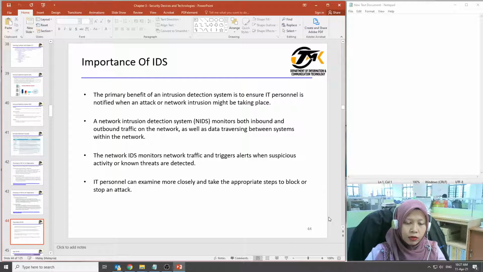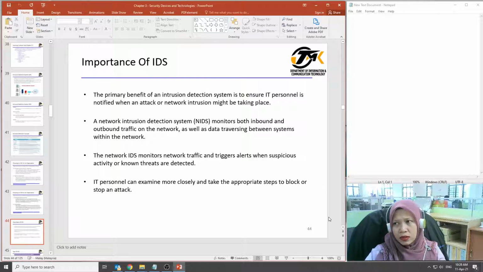And the third one is that IDS monitors network traffic and triggers alerts. If any suspicious or unknown activity that never happened before suddenly happens, it should be triggered. And the last one: when an intrusion is detected, the IT personnel should have a log to examine and take steps to block the attack. Even if the company has IDS but no intrusion prevention system, at least they can do something to block the attack.